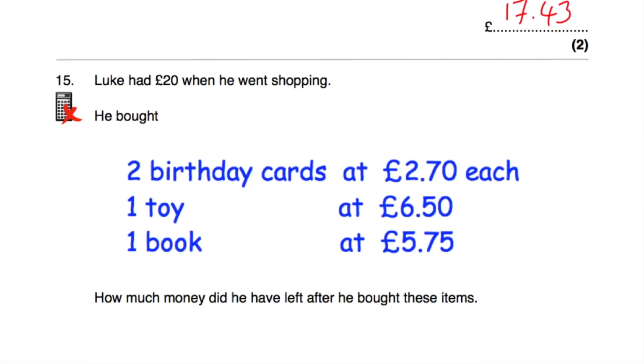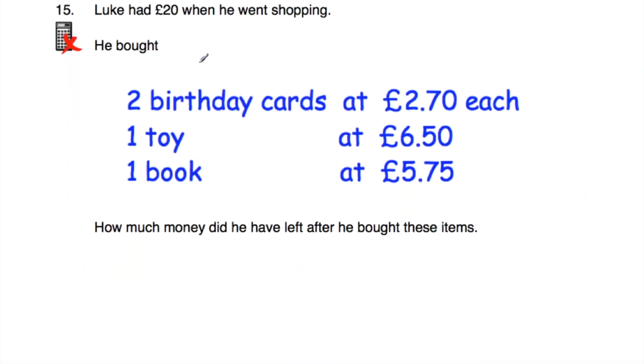Let's look at the next question, question number 15. Okay, so question number 15 says, Luke had £20 when he went shopping, and he bought 2 birthday cards at £2.70 each, a toy at £6.50, and a book at £5.75. And the question is, how much money did he have left after buying these items?